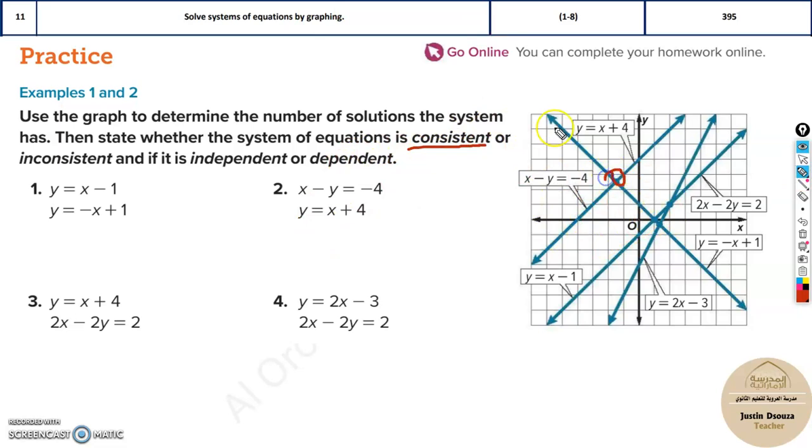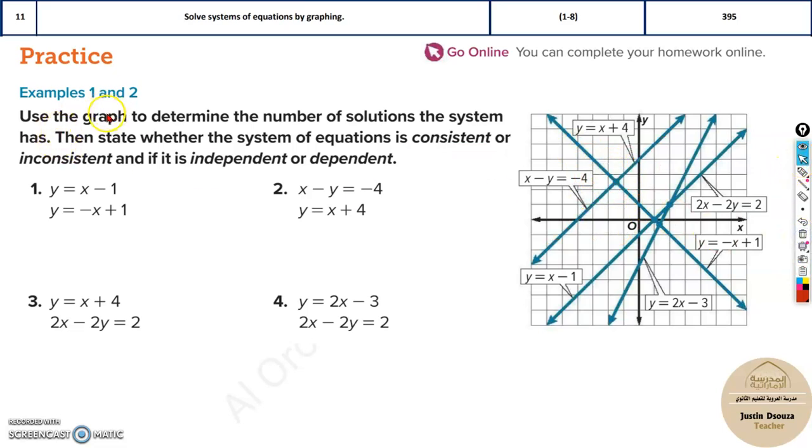Now, we know consistency means you have some solution. Say it touches over here, or they are the same line. So that means it's consistent. Whereas inconsistent means they are parallel lines. Say, for example, this line and this line over here. They are parallel. They would never touch each other, so they would not have any solution. But in consistent, it is dependent if the two lines are the same, whereas these two are independent because they only touch at one point, giving you one solution only.